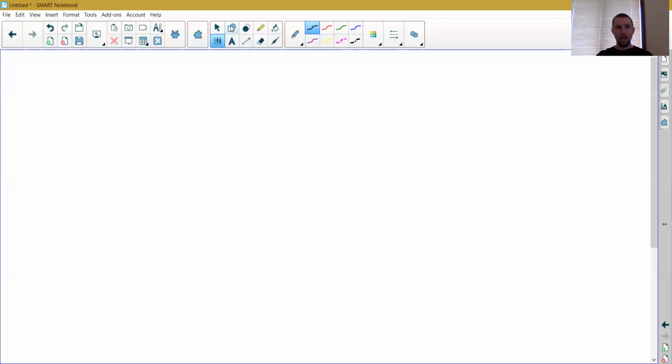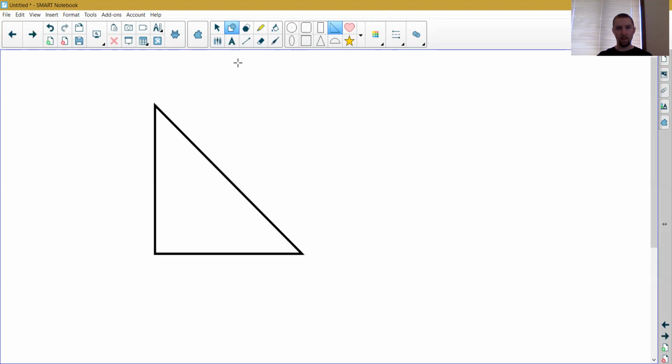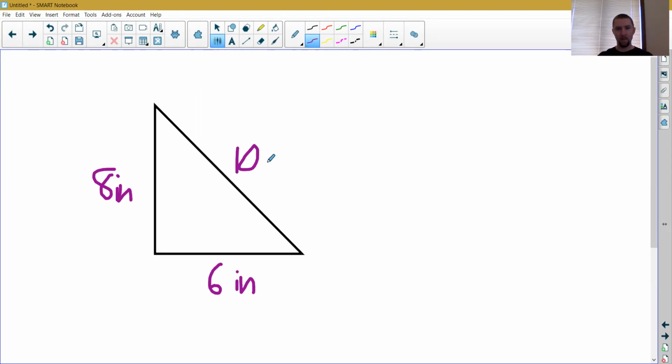We have one more application of this Pythagorean theorem to look at, and that is taking a triangle, let's say this triangle, that we don't know yet is a right triangle. There's nothing marked in here that tells us this angle is 90 degrees, but we know the side lengths. Let's say this side is 6 inches, this side is 8 inches, and this side is 10 inches.